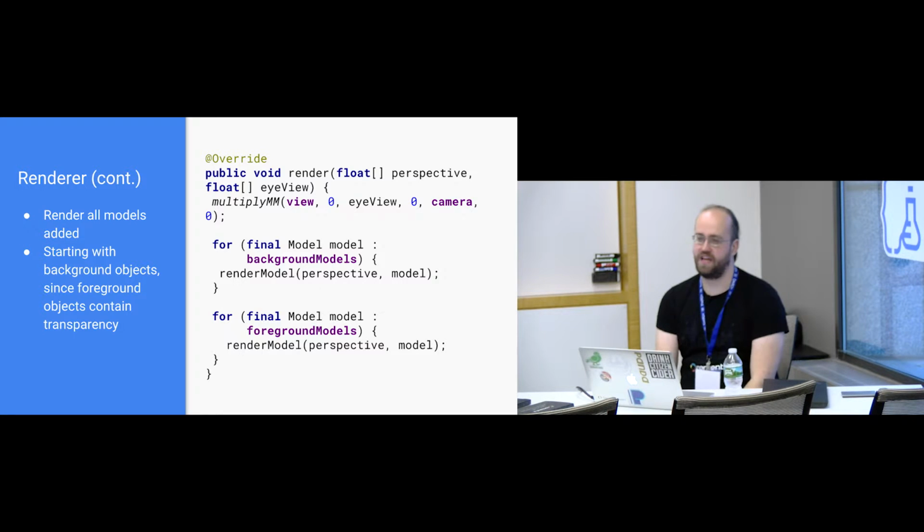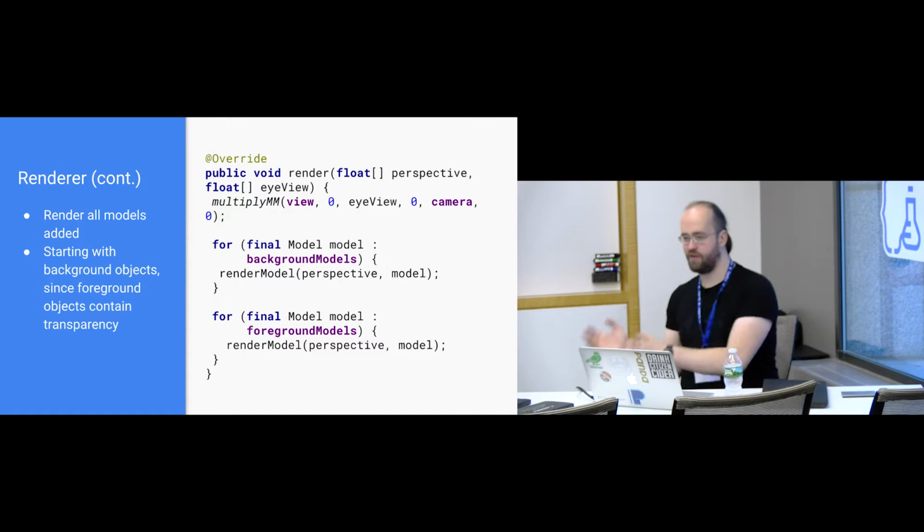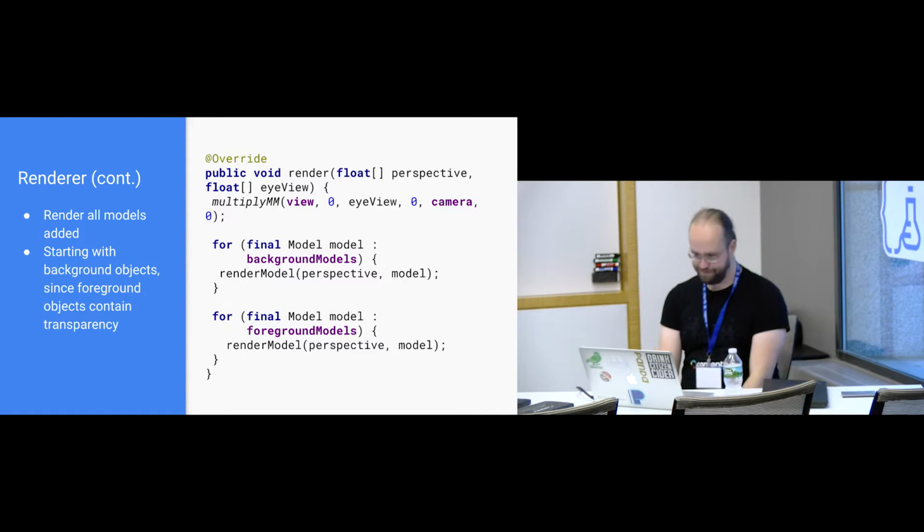And now we get to the heavy-duty method of the renderer, which is render. Render means, okay, I actually want to display all of the objects onto my OpenGL scene. As you can tell, we have two for loops: one which goes through background models and one which goes through foreground models. The idea is that you separate models with transparency from the models which do not have transparency.